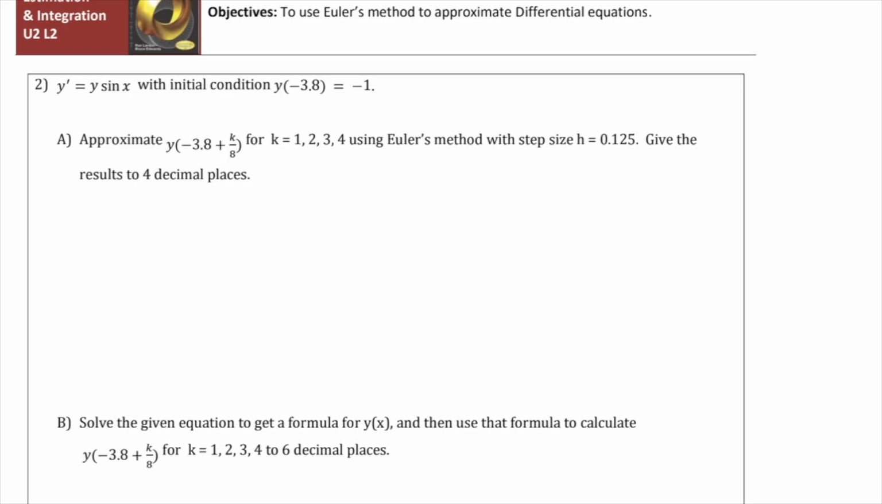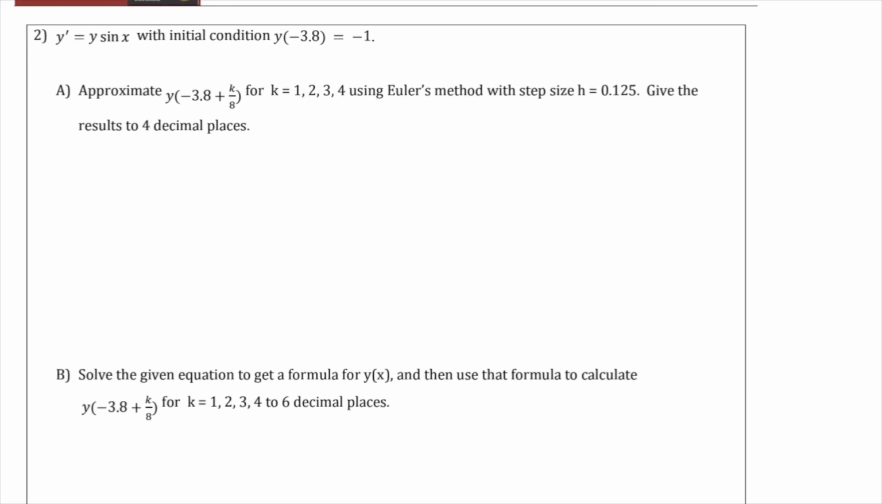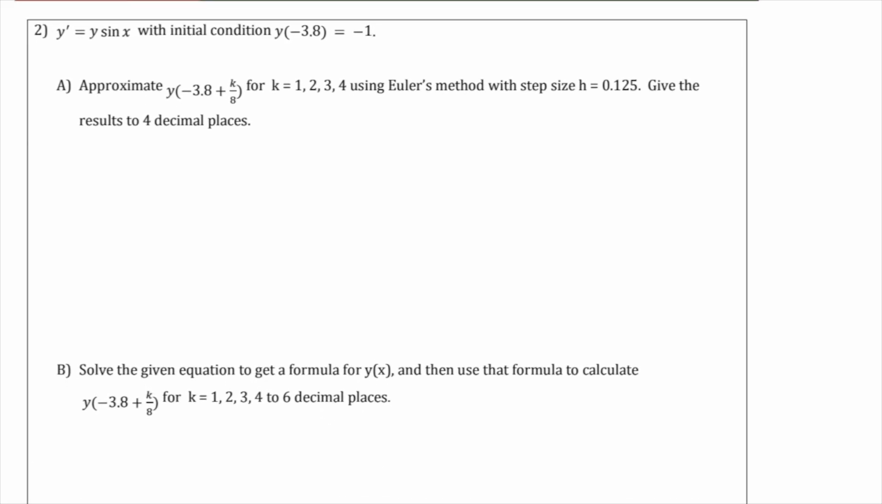So you can see number 2 is written just a little differently than the others. This time you're asked to approximate y at negative 3.8 plus k over 8. You're given different values for k, and we're still going to use Euler's method. So again, let's make a table of values. We have our x, we will have our y.